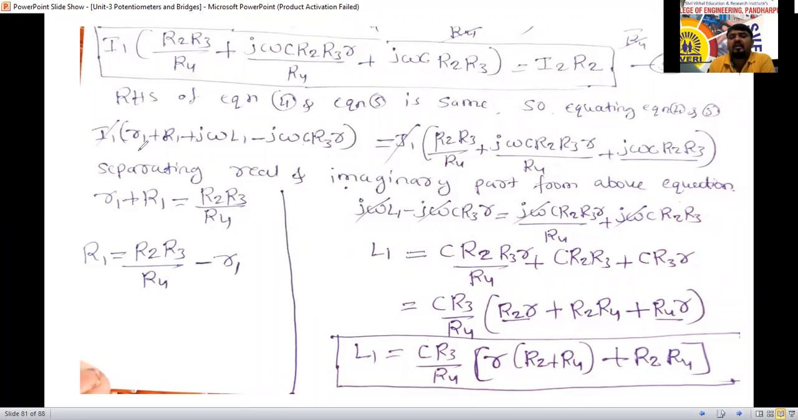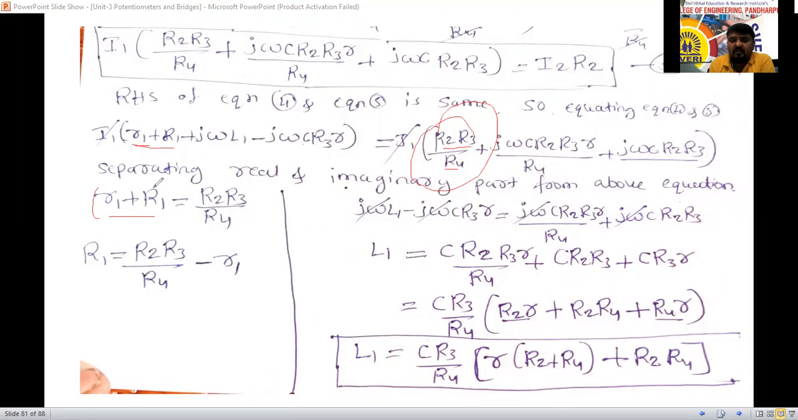I have to separate the real term and imaginary term here. Now we'll separate the real term. R1 is real term. R1 plus R1 is the real term. I have written here now. This is imaginary. R2, R3 divided by R4, that is also real term. I have taken these two terms here now. This is the complete imaginary term here. So R1 plus R1 equal to R2, R3 divided by R4 here.